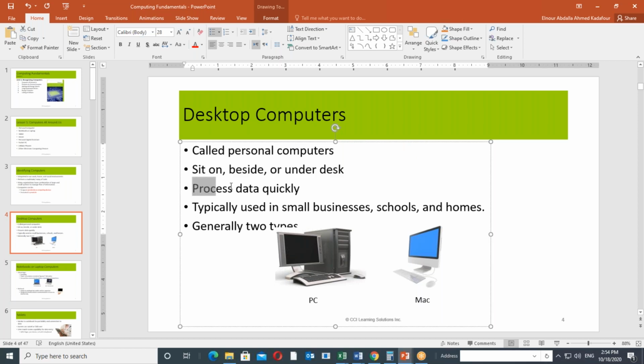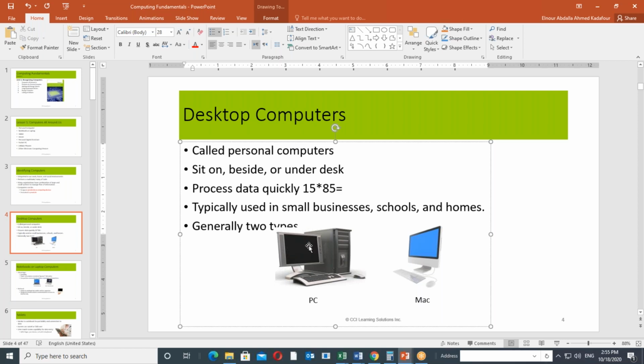Process data quickly. This is one of the features, if you know the word features. What do you mean by that? For example, if I want to calculate some mathematical operations like this one, the computer can give it to me quickly by using some application, processing the data quickly. Typically used in small businesses, schools, and homes.